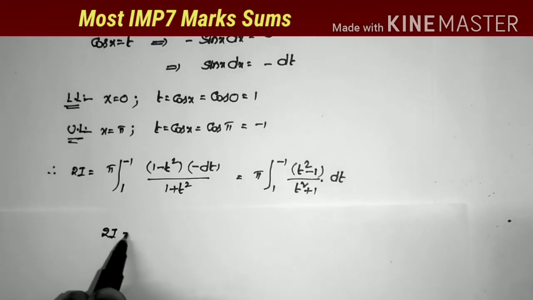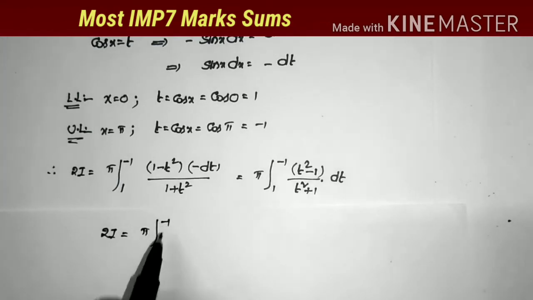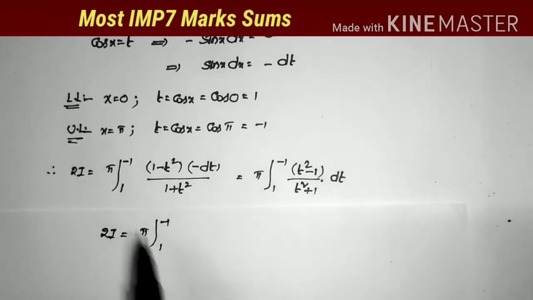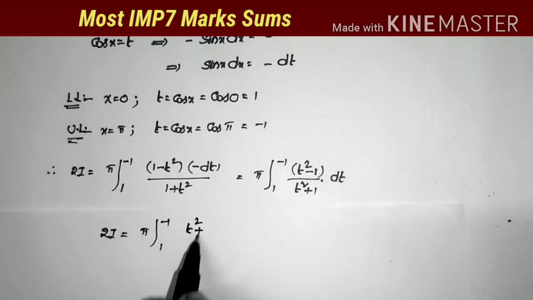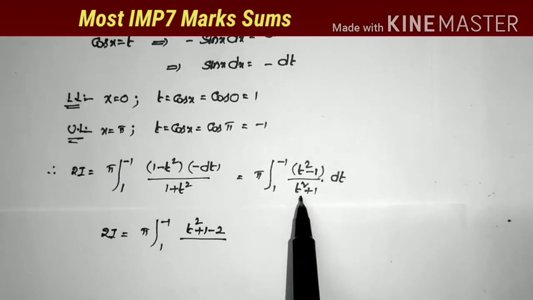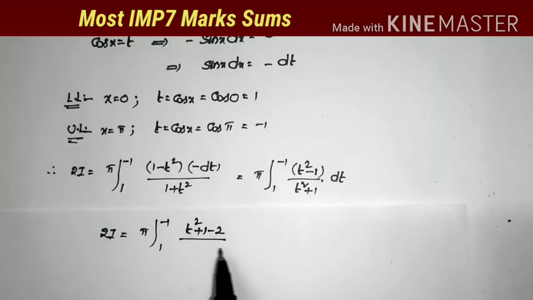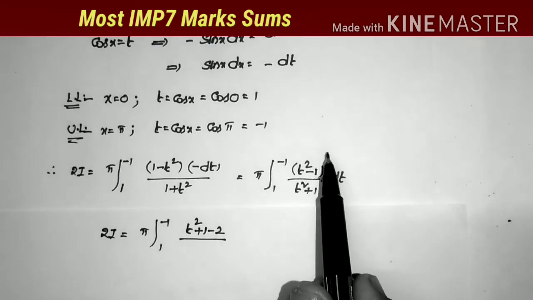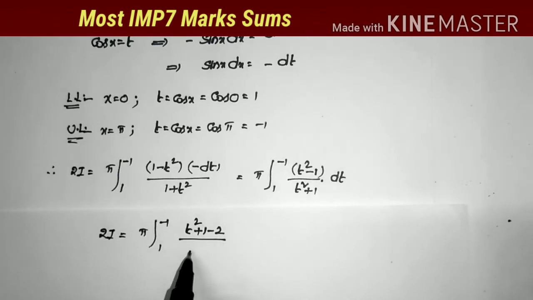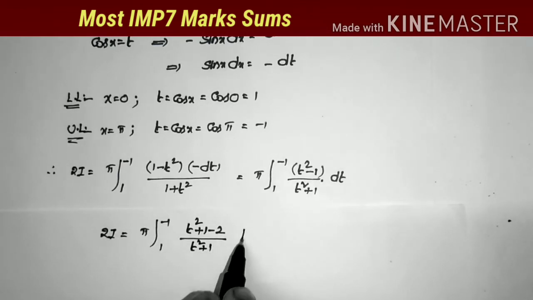So 2I is equal to pi into integral 1 to minus 1. So here in the denominator we have t square plus 1. To form the same term in the numerator also, we change the numerator as t square plus 1 minus 2. Since in the denominator we have t square plus 1, to separate the denominator, we have to form the same term in the numerator also. That is, t square minus 1 is equal to t square plus 1 minus 2 by t square plus 1 into dt.